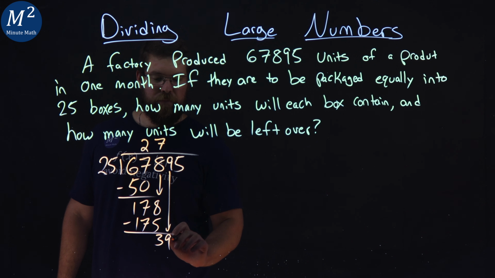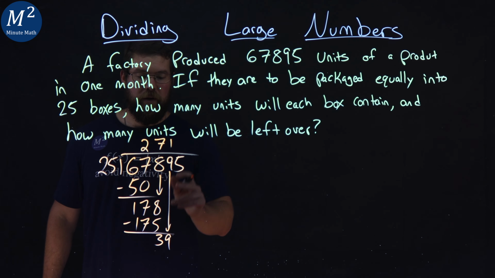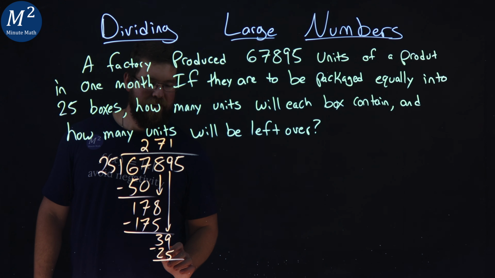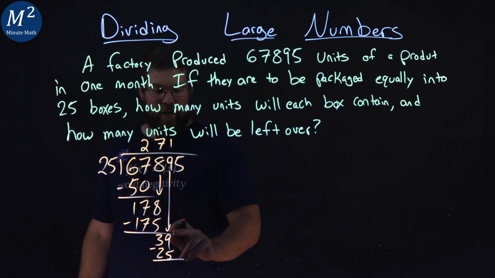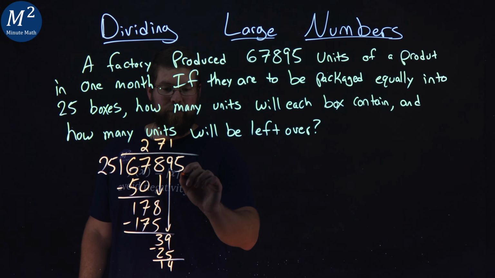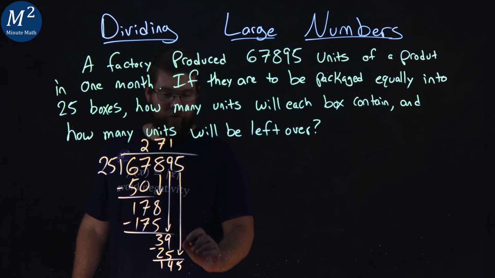Bring down the 9. 25 goes into 39 one time, because 1 times 25 is 25. We subtract the two numbers, and 9 minus 5 is that 4 here, and 3 minus 2 is a 1. We got a 14. We bring down the 5. Running out of space here, I'll fit it in.